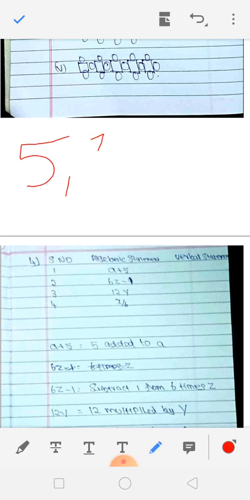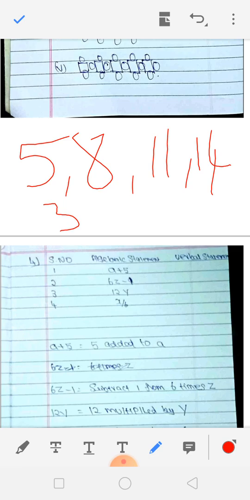So 5, 8, 11, 14. So 5 plus 3, where 3 is the difference, is equal to 8. 8 plus 3 is equal to 11. 11 plus 3 is equal to 14. And the next step is what? 14 plus 3. What is 14 plus 3? 17. And then 17 plus 3, 20. And 20 plus 3, 23. Yeah, that's the first answer.